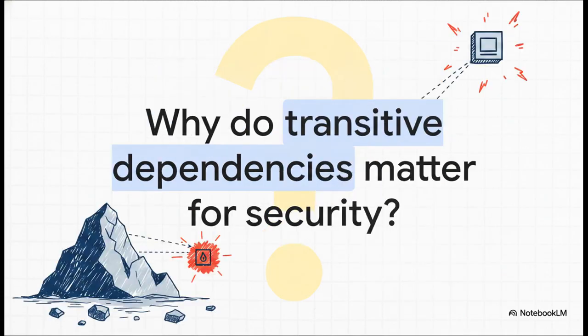Next up, what is a transitive dependency and why does it matter for security? Picture the iceberg. It's a dependency of your dependency, code you didn't explicitly choose but your application runs it anyway. You inherit all of its vulnerabilities, which is exactly how Log4Shell caused so much global damage.